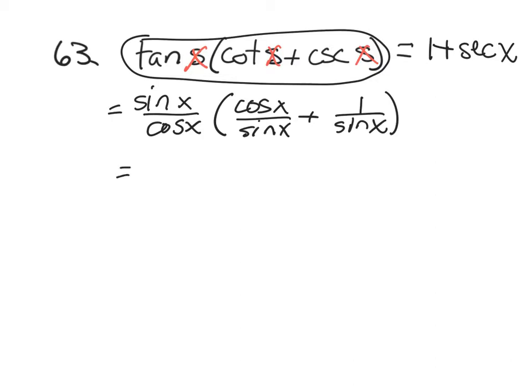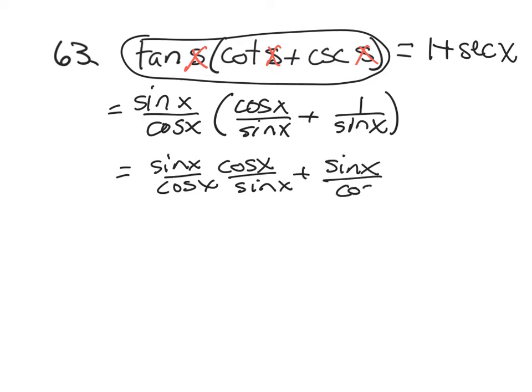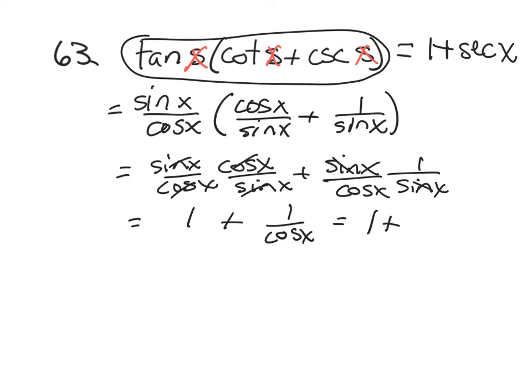Now I'm going to distribute. So I'm going to multiply the sine over cosine by the cosine over sine. And I'm going to also multiply the sine over cosine by the 1 over sine. And in the first case, I get cosines and sines that cancel out to be 1. And in the next term, the sines cancel, and I get 1 over cosine. And 1 over cosine is equivalent to secant. So I have shown that that is equivalent to 1 plus secant.